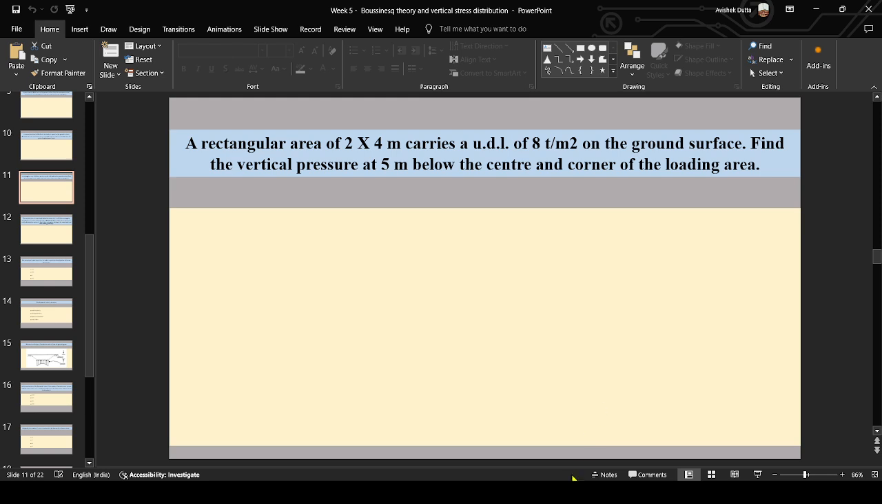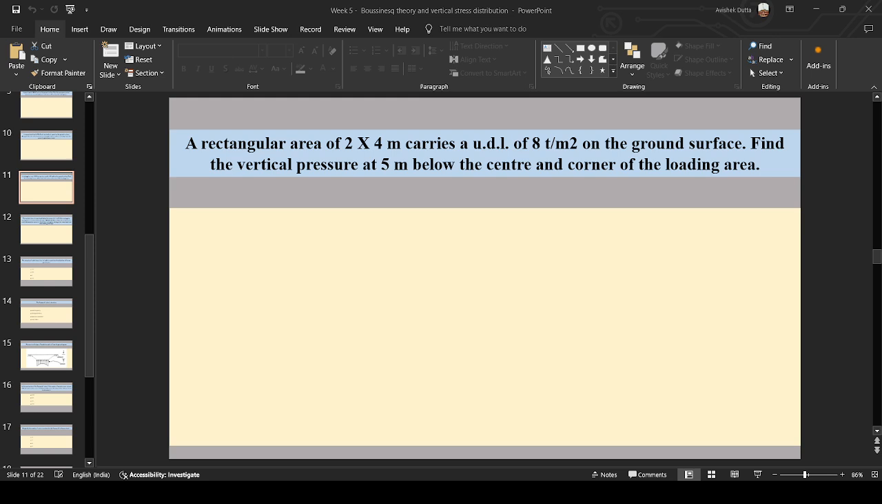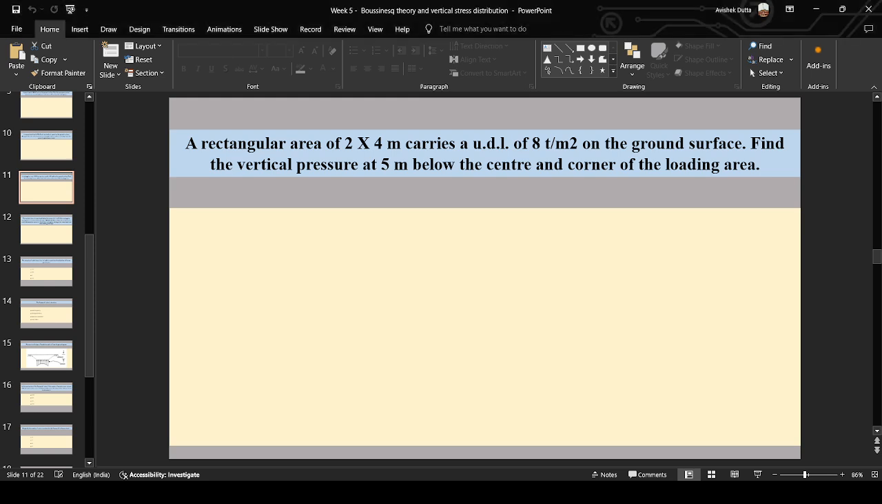I'll repeat the question. A rectangular area of 2 meter by 4 meter carries a uniformly distributed load of 8 ton per meter square on the ground surface. Find the vertical pressure at 5 meter below the center and corner of the loading area. So you have to find out two answers. One, the vertical pressure at 5 meter below the center, and the next one at the corner of the loading area at the same depth. Okay. Next question.